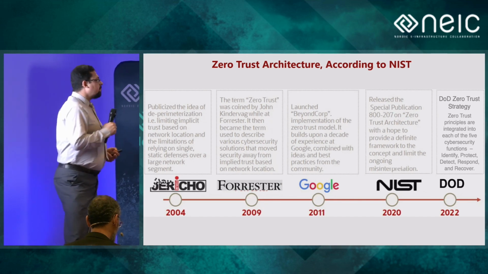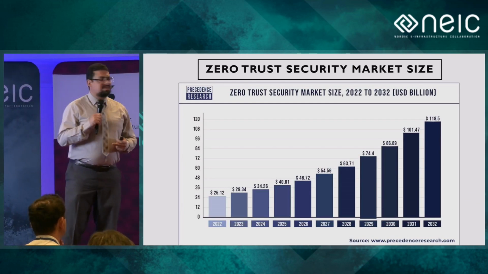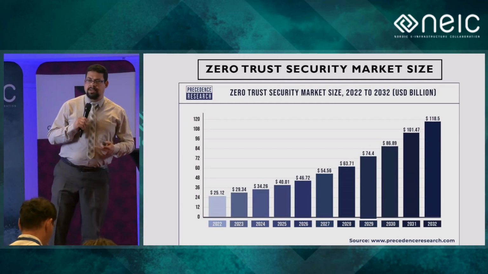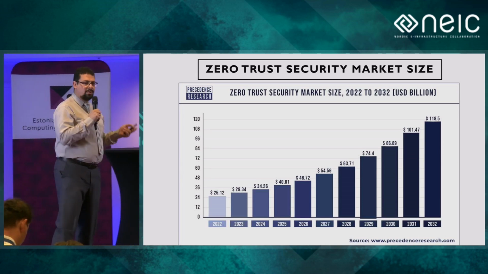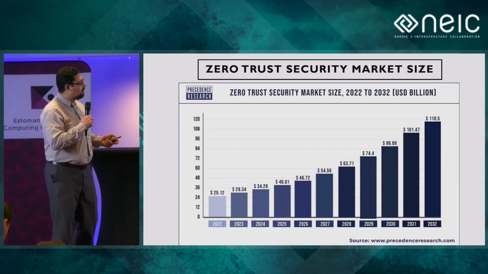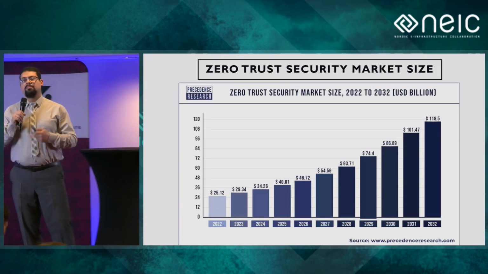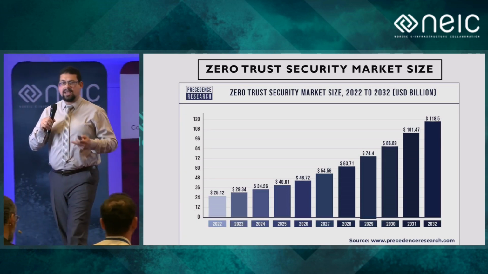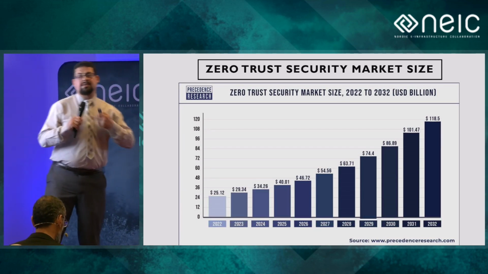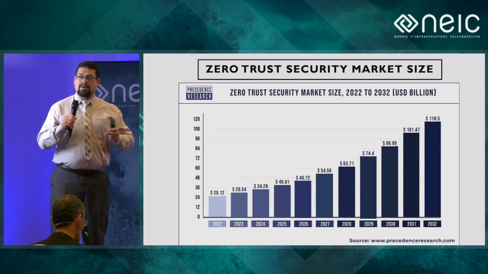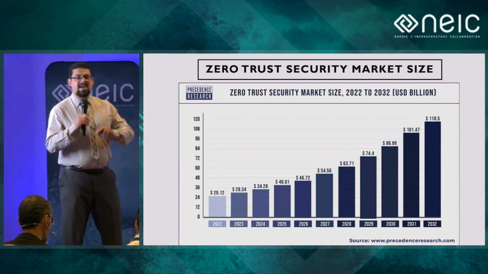So if you look at the size of the market of the zero trust model, the size of the market is increasing. Starting from 2022, it was $25.12 billion. And in 2032, they are expecting that this will increase to $118.5 billion. So the size of the market is increasing. And the architecture itself is used in different models, in different applications. So nowadays, you can see the zero trust model is applied everywhere.